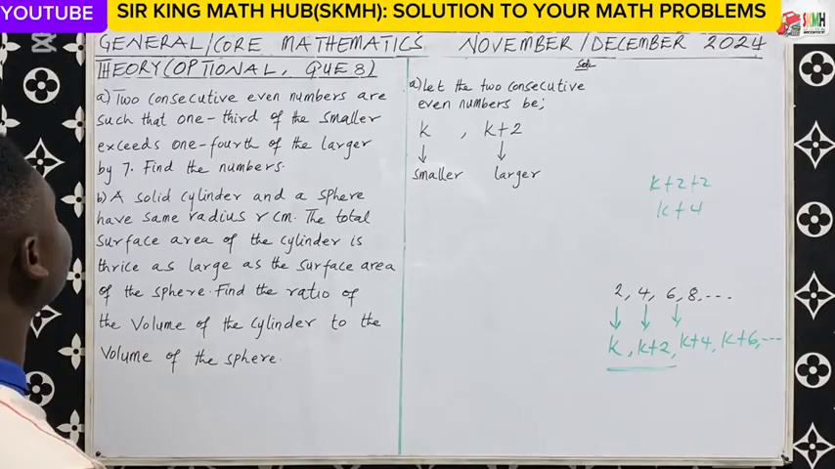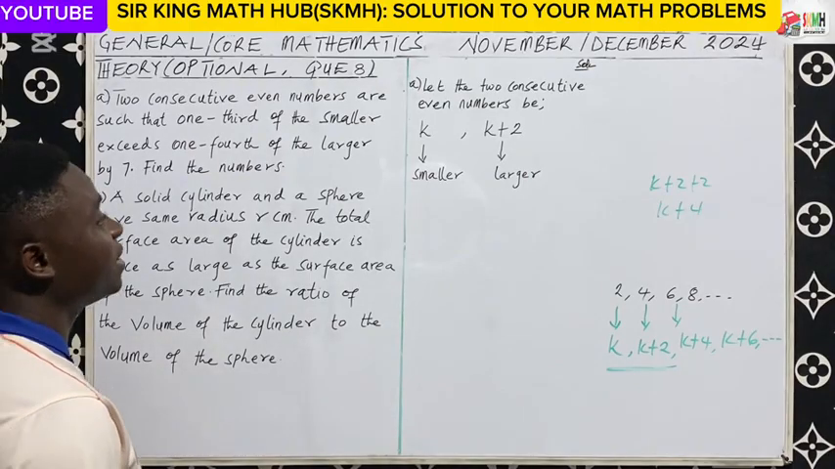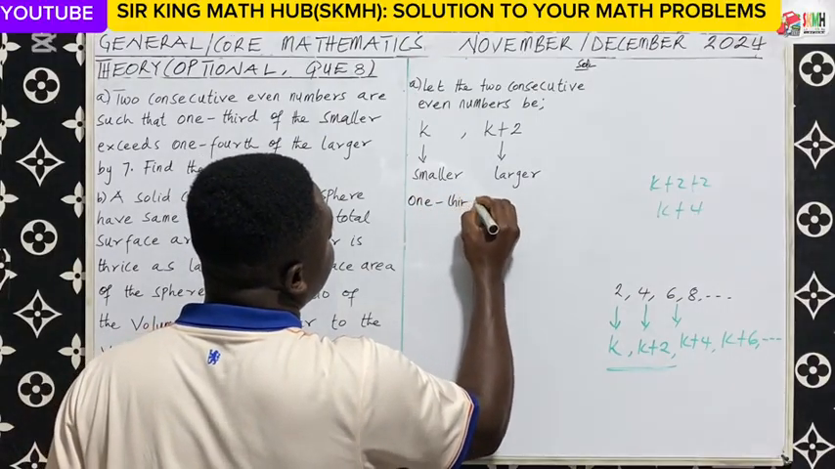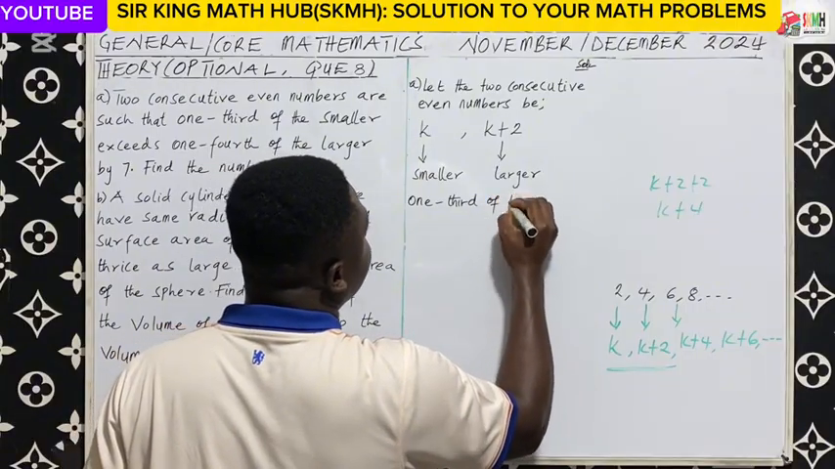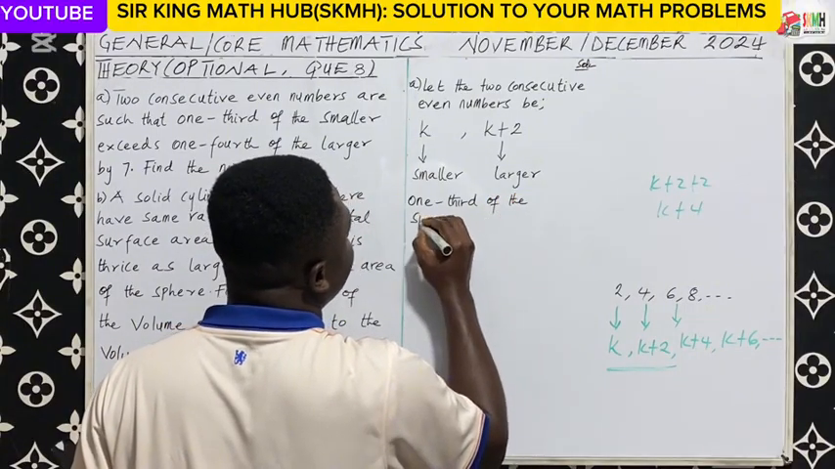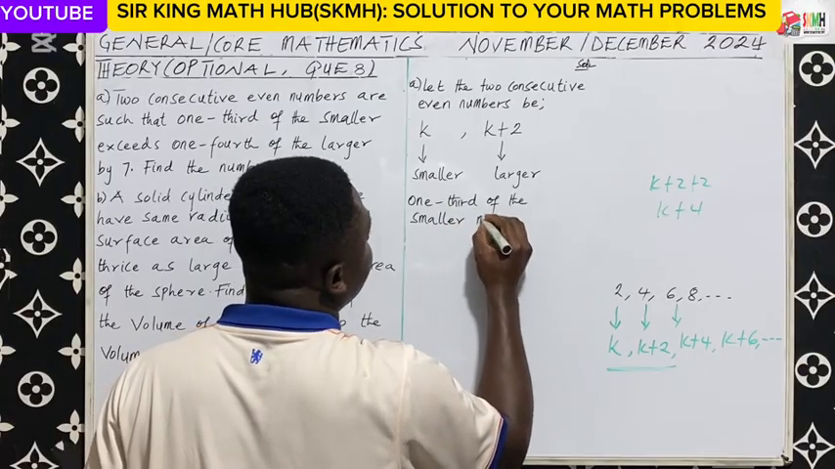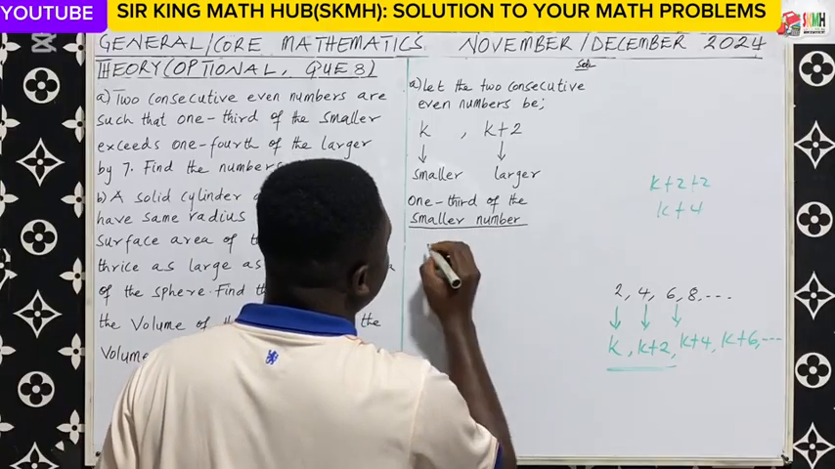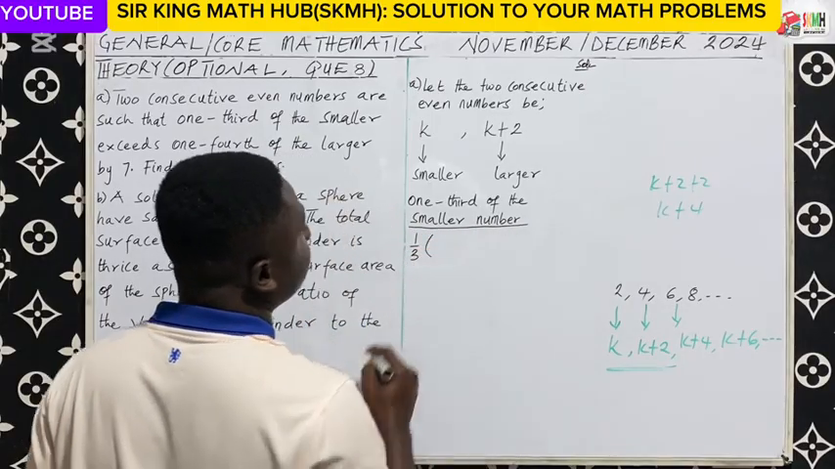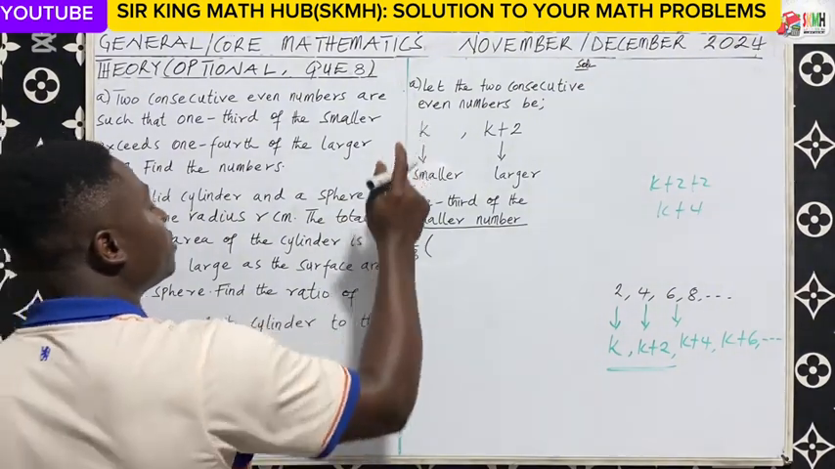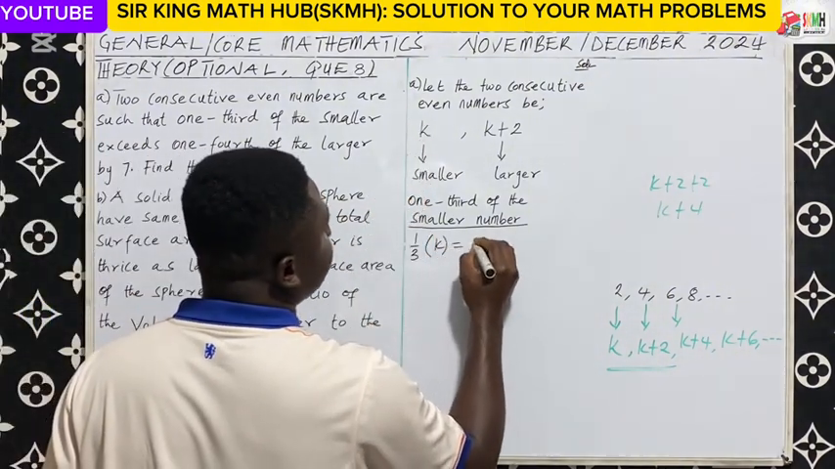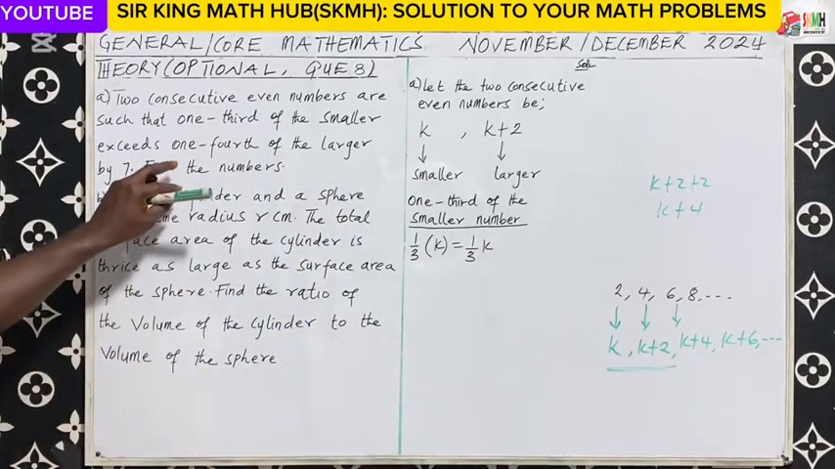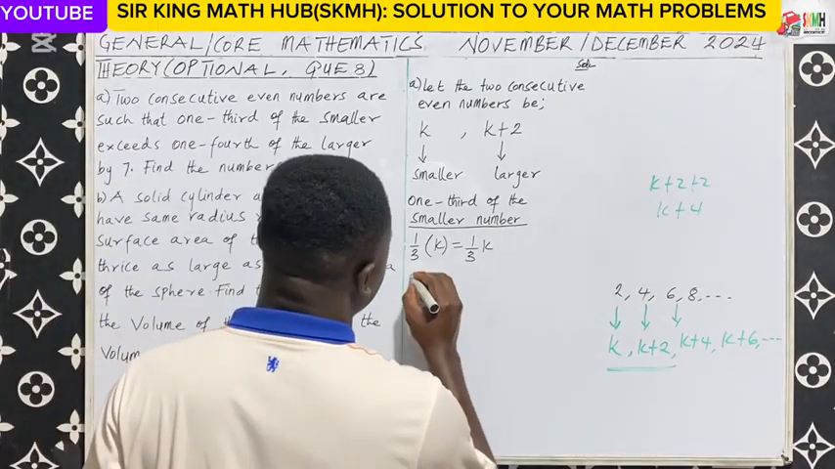Now, can we write an expression for 1/3 of the smaller number? What is the smaller number? The smaller number is k, and this is simplified as 1/3 k.